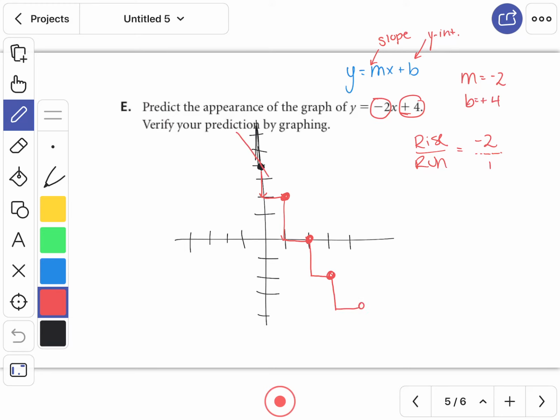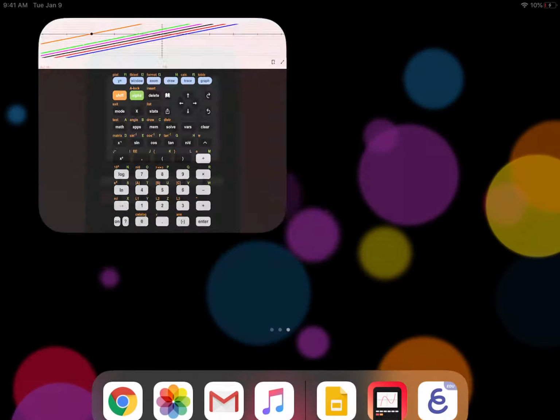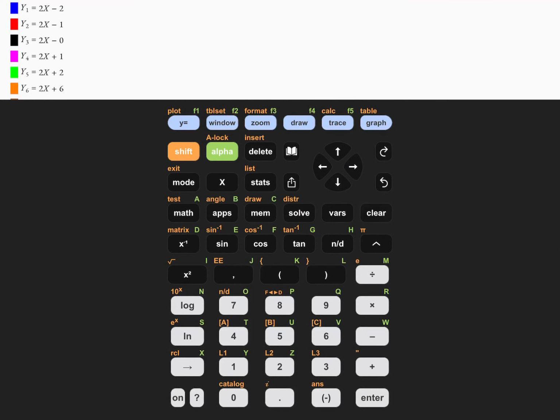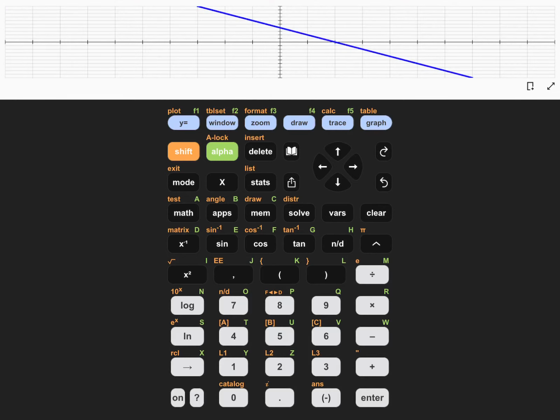So our graph should look something like this if we were able to put it into our calculator. Our y-intercept looks to be positive 4. Our x-intercept appears to be positive 2, and we have a slope of negative 2. Let's see if that's the case. Let's go back to our graph. So back to y equals, and we're going to clear all of our previous graphs. And we had negative 2x plus 4. Let's graph and see what happens.